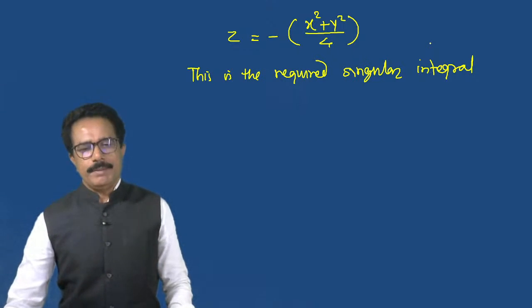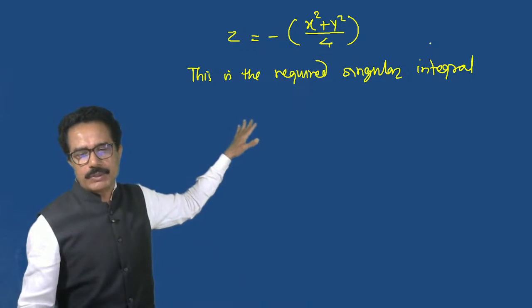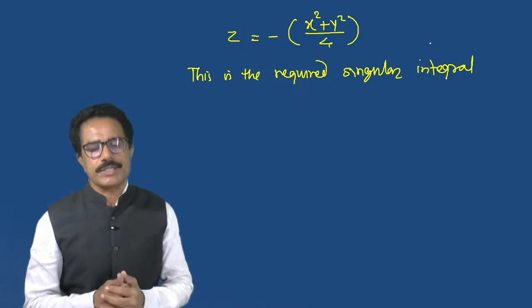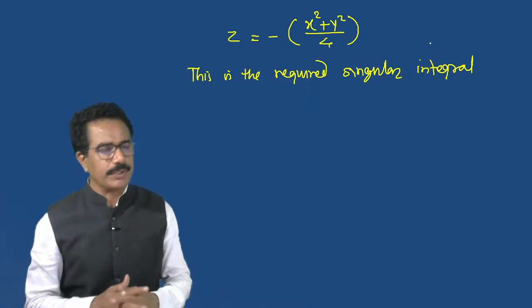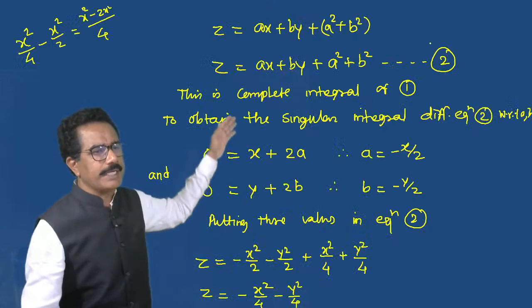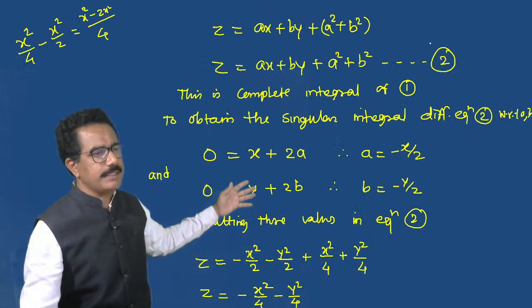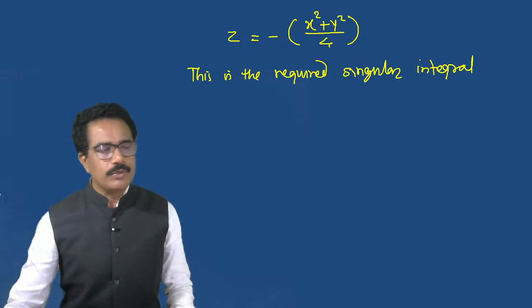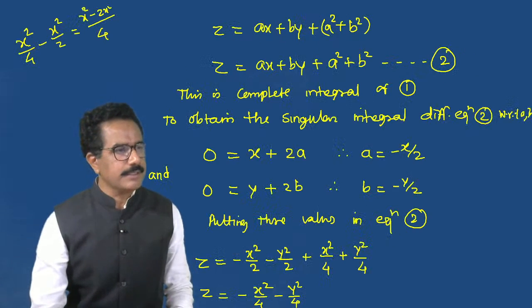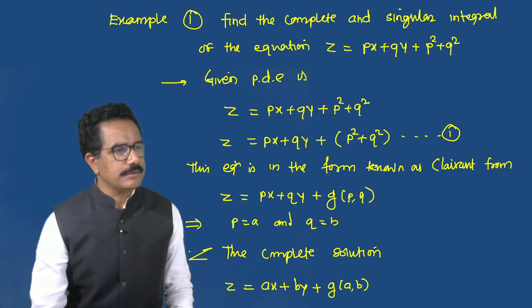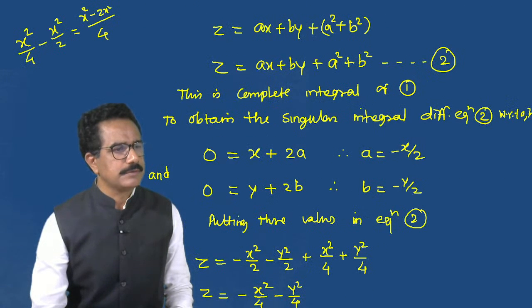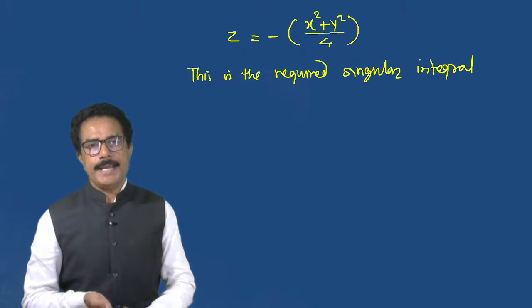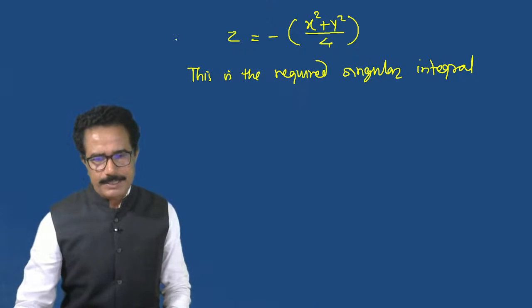Okay, one minute. So this is the required singular integral, z is equal to minus x square plus y square divided by 4. Now we shall move towards the second problem.